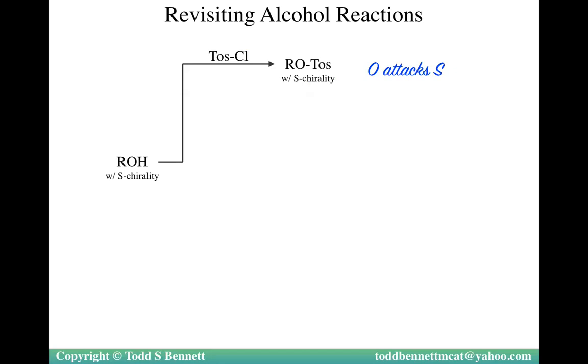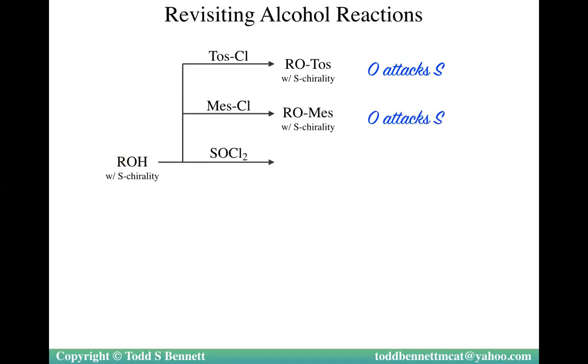We also can mesylate it. So mesyl chloride, very similar, except instead of a large benzene ring, it's a CH3 on the sulfate. So it's a little bit smaller, but still the same result. You add it on, and because the O is attacking the mesyl, the chirality of the R does not change.